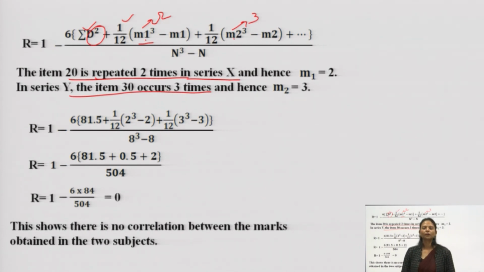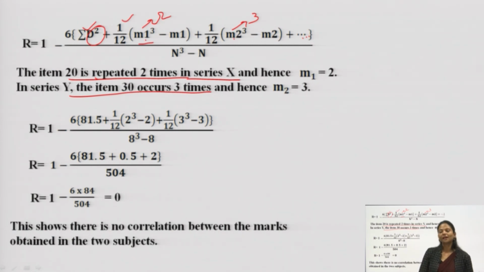In the same manner, we could have other observations, or we can say other numbers as well, which could repeat themselves n number of times. So, we will use them as well, we can just add them here. So, putting in the formula we have just put all the values here. So, r is equal to 6 into 81.5 plus 0.5 plus 2 divided by 504, this will give you r is equal to 0.